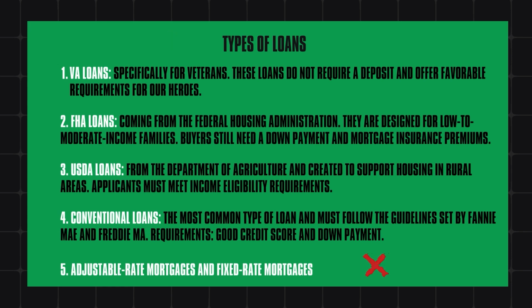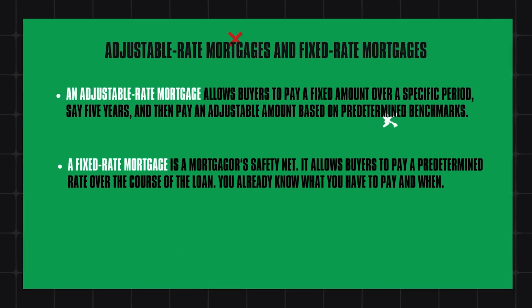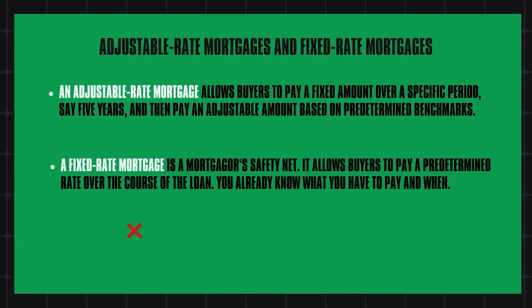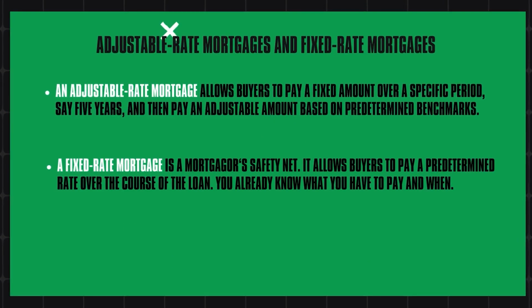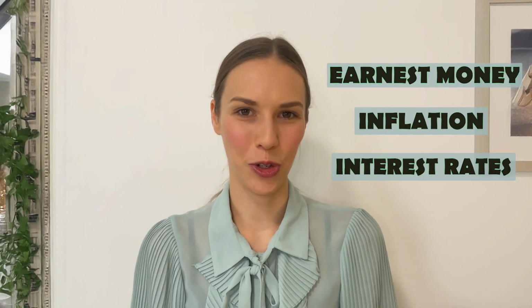Adjustable rate mortgages and fixed rate mortgages. An adjustable rate mortgage allows buyers to pay a fixed amount over a specific period, say 5 years, and then pay an adjustable amount based on predetermined benchmarks. The fixed rate mortgage, however, is a mortgagor's safety net. It allows buyers to pay a predetermined rate over the course of the loan. You already know what you have to pay and when. Of course, you will also need to know the basics of earnest money, inflation, and interest rates.